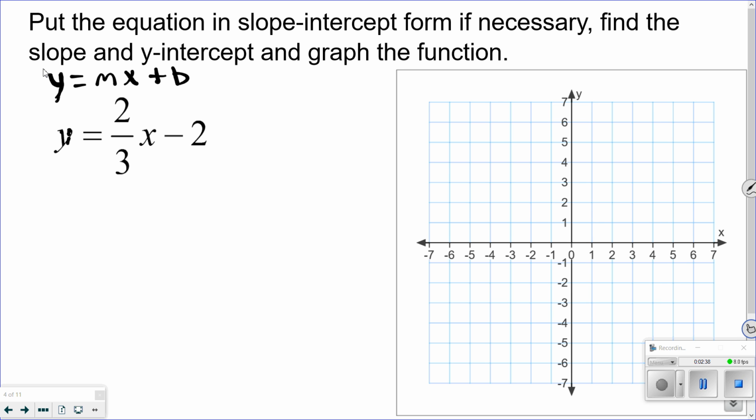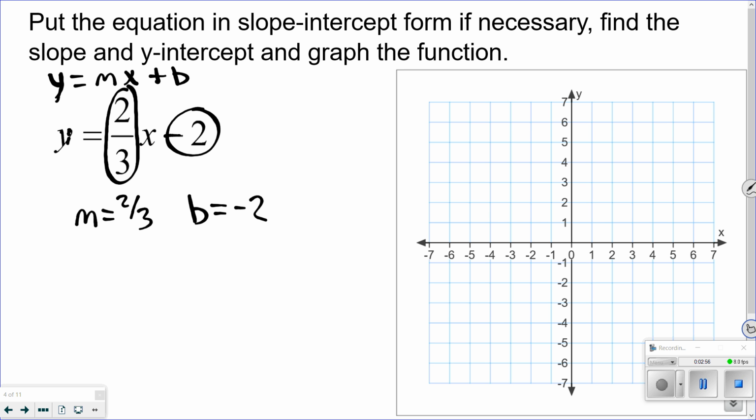So underneath here, make sure you put this down. That number right there, don't include the x, the number in front is the slope. So the slope is 2/3. The number out here is the y-intercept. And usually we use b for that, but it's equal to -2. Make sure you include the sign. It's a -2, so it's a -2. If it were a +2, then it would be a +2. Okay, so we got the slope and the y-intercept.